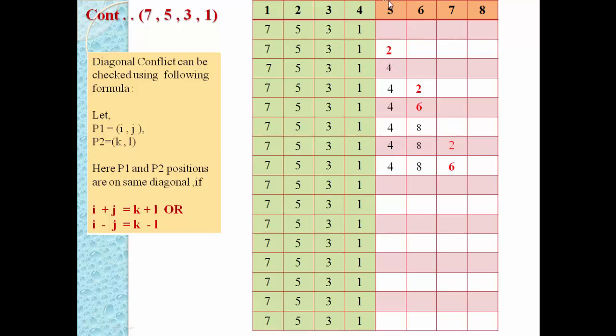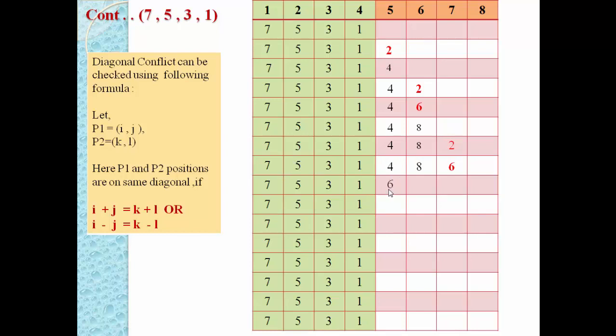Our queen number 5 is available on 5th row, 4th column. So now there is a chance where we can reposition our queen number 5. So let us change the column of our 5th queen. Now 5th queen is available on 5th row, 4th column. So can we place on 5th column? No, because 5th column is already occupied. Can we place on 6th column? Yes, we can place on 6th column.